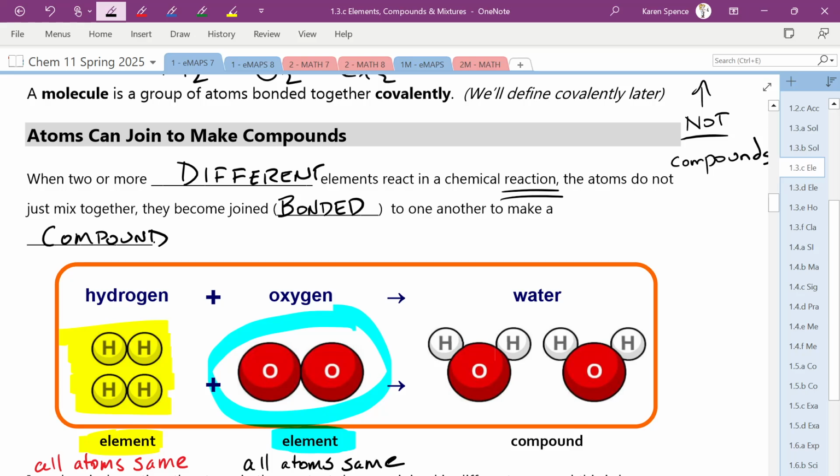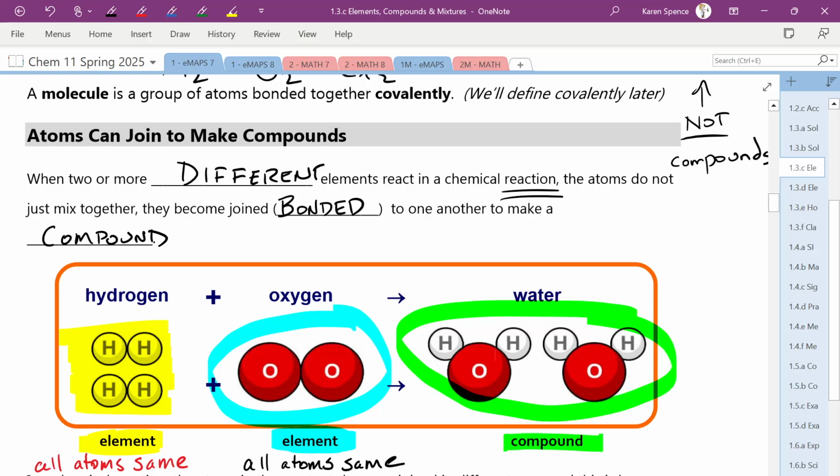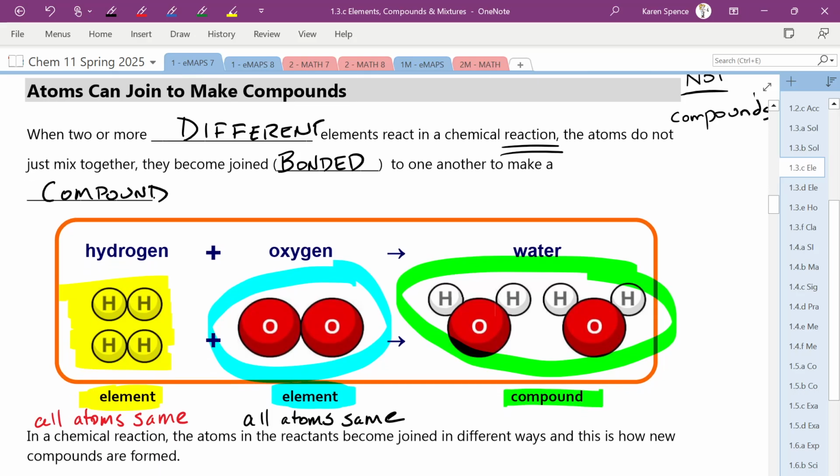But when we have water, water is a what? Compound. Because the particles contain different atoms. The molecules contain different atoms. So that's the difference between an element and a compound.